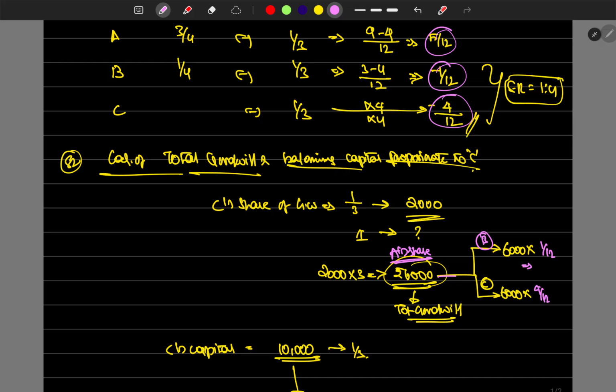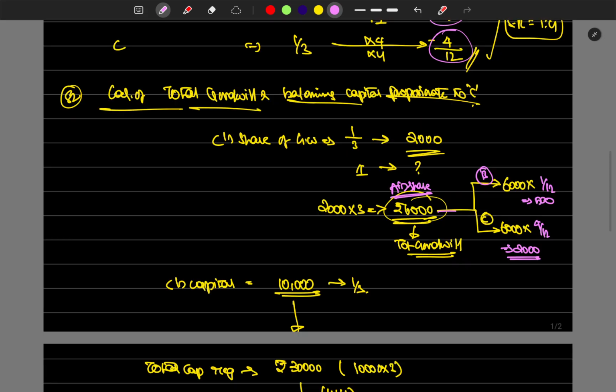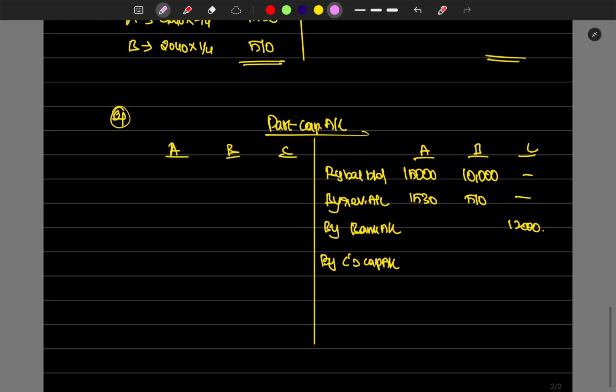So 6,000 divided by 12, which is 500, is gained from A by B. And then 6,000 into 4 by 12, which is 2,000, is gained from A by C. Okay, so 2,000 is gained by C, and 500 gained by B. Directly we can go and fill the figures. C's capital account, how much has he paid? He has paid rupees 2,000 to A.